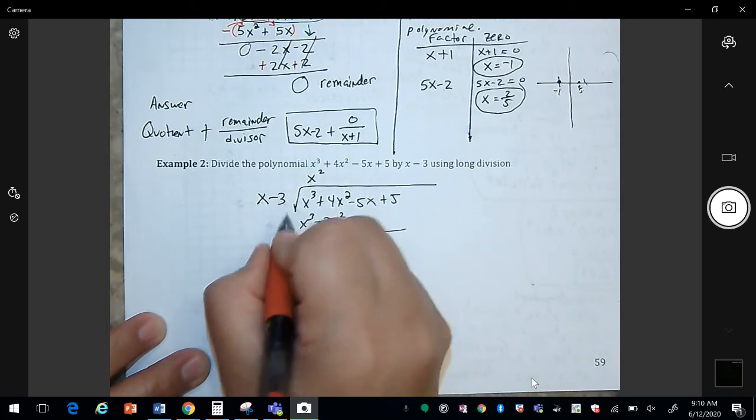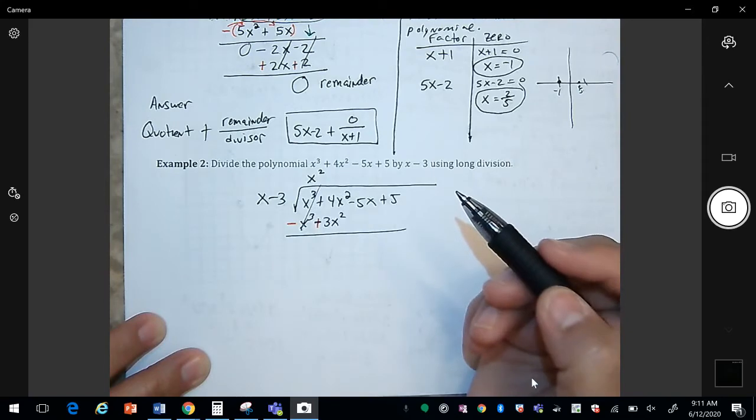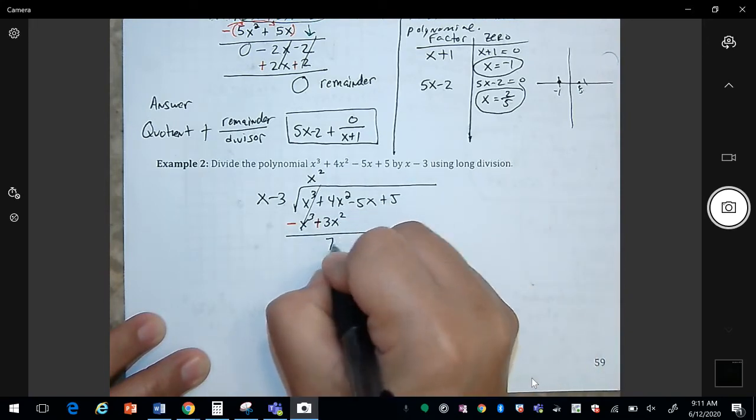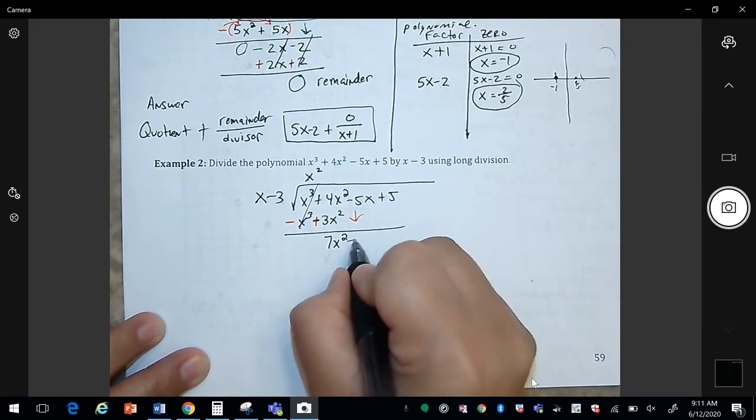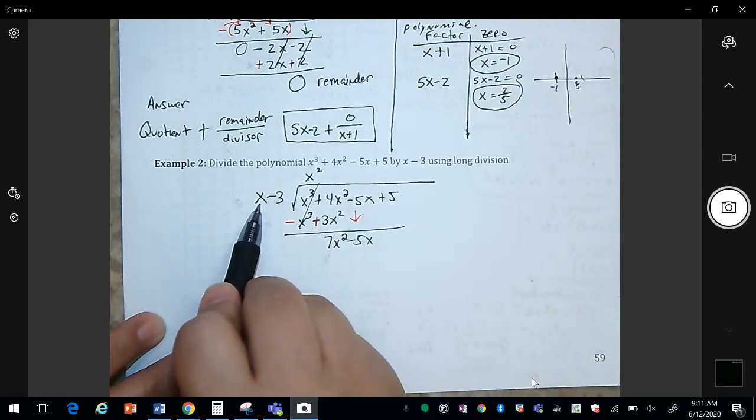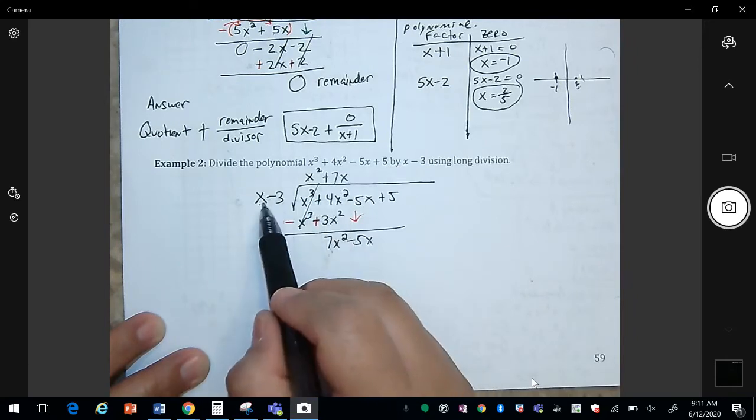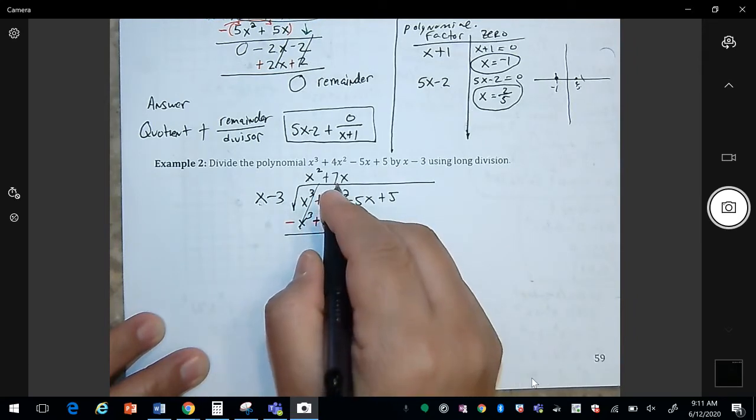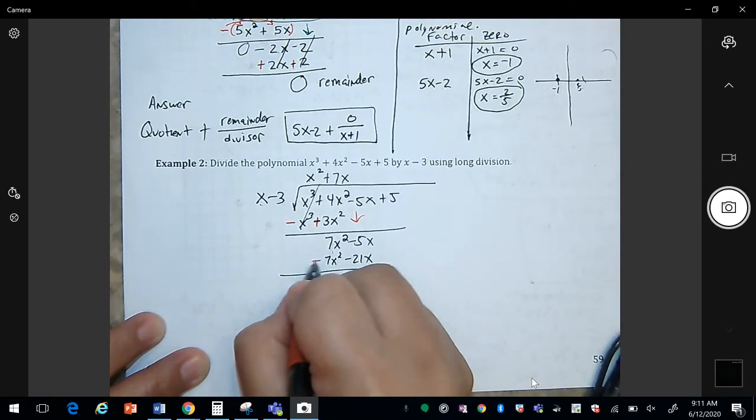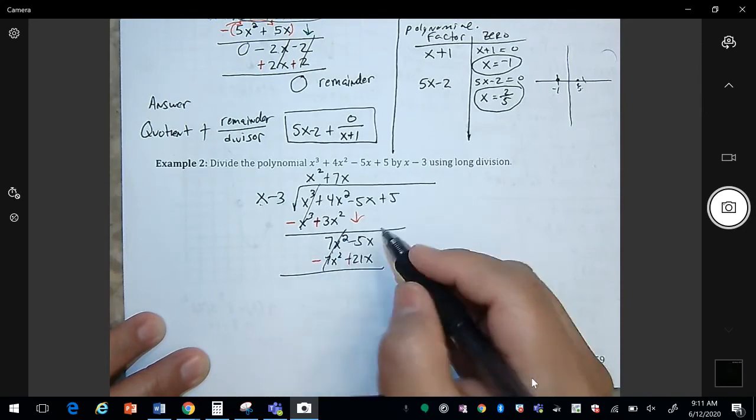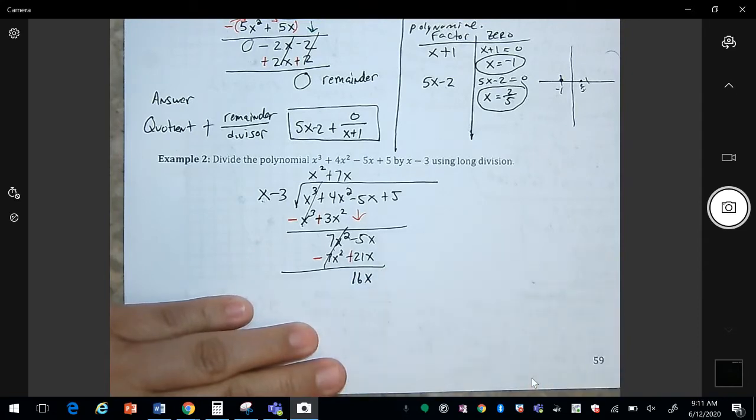Since we're subtracting, we're changing the signs for each of these. So x cubed and negative x cubed cancel. 4x squared plus 3x squared is 7x squared. Bring down the next term, so minus 5x. And then we ask ourselves how many times does x go into 7x squared? So that's going to be 7x. 7x times x is 7x squared. 7x times -3 is -21x. Change the signs. So that cancels. -5x plus 21x is 16x. Bring down the 5.